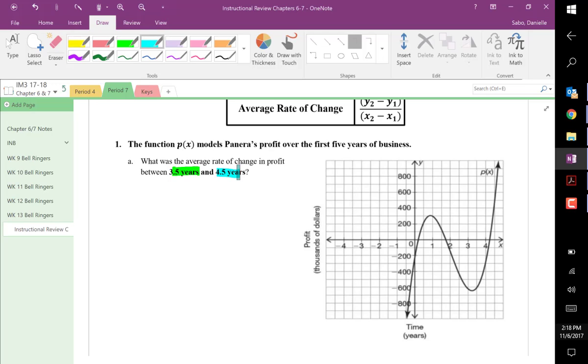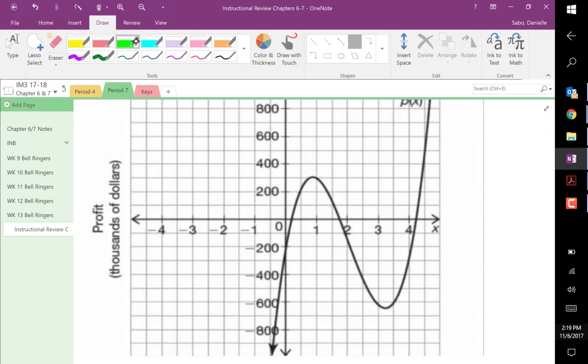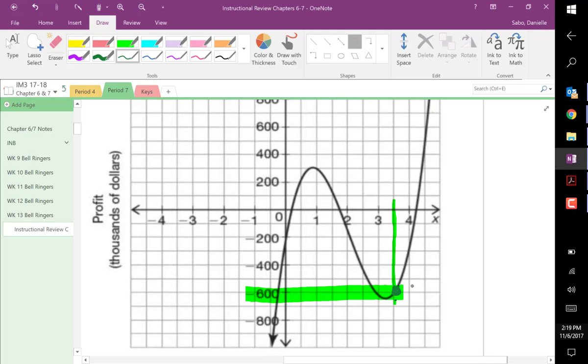So I'm going to go to 3.5 years. Remember, that's my x1, and my x2 is 4.5. So I'm going to go to my graph now and find 3.5. So here's what I'm going to do with my green highlighter. Here's 3.5, right here. Well, what's the y value at 3.5? What is this point? How would you read that? 3.5 comma what?